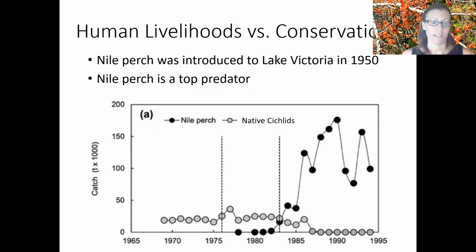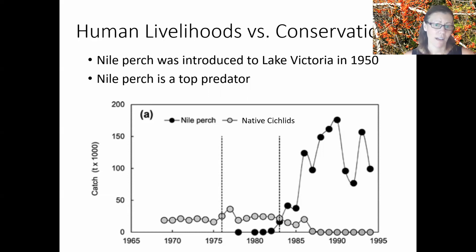The graph on the bottom is a time series. So remember, the Nile perch was first introduced in 1950. It actually took a while, about 30 years, for its population to grow enough so that it started to have an impact. But in the mid 1980s through the 1990s, its population really spiked, grew much larger in terms of the tonnage of catch of Nile perch. And at the same time, the native cichlids, so native fish in Lake Victoria, essentially crashed, went down really low.